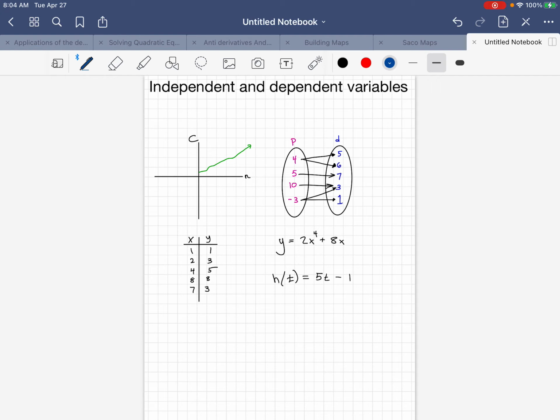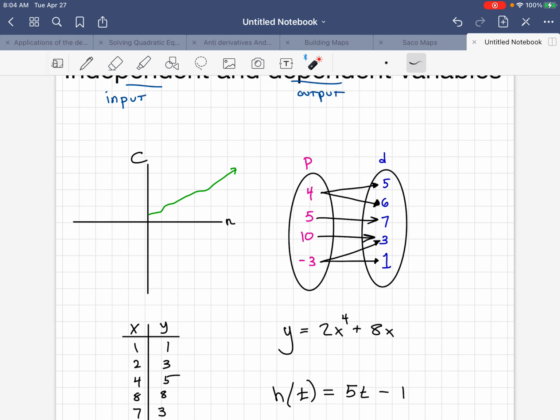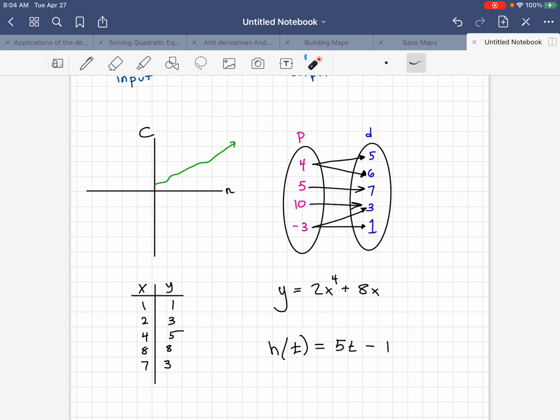This is a lesson on independent and dependent variables. So really, the main thing you have to know about independent and dependent variables is that independent variables will be your input and dependent variables will be your output. And there are a few different situations where you're going to need to decide which is which.